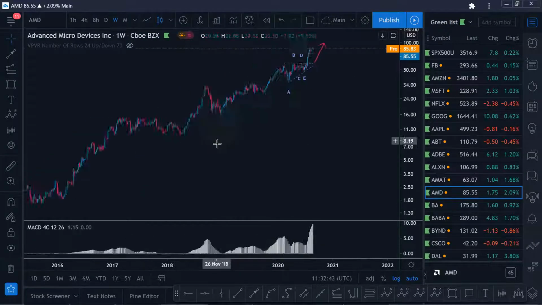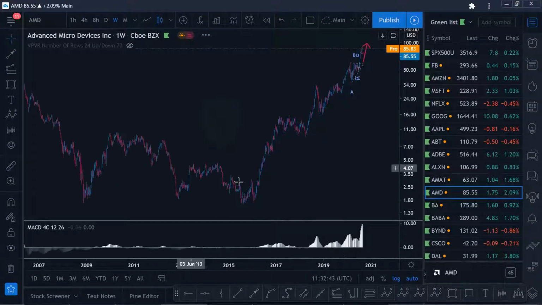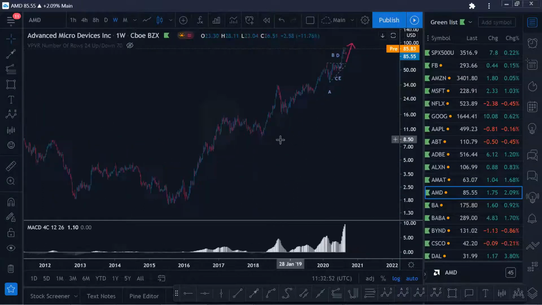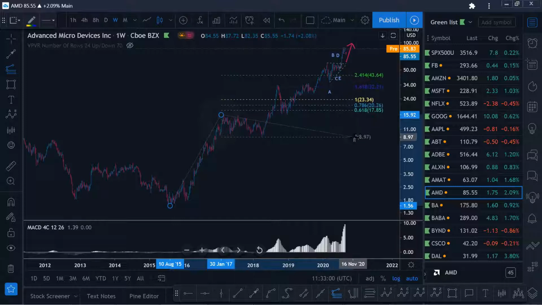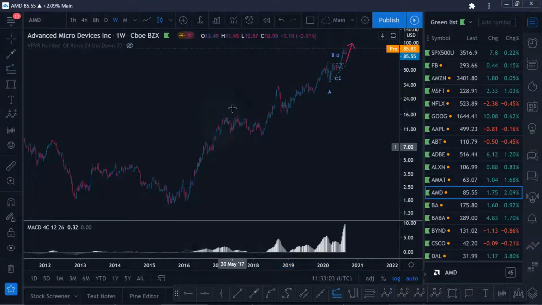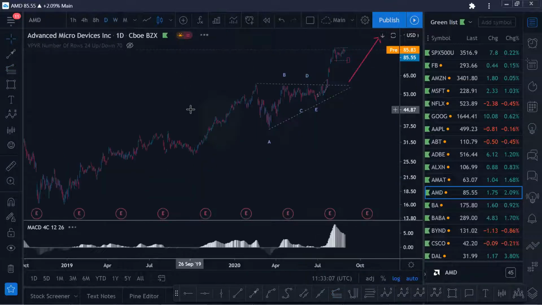Advanced Micro Devices, zooming out on this one, you'll see same thing. Basically, we finished a nice little correction, nice wedge that we broke out of, and basically it's been a straight line up since then, with one small correction showing up on the weekly in this region. And if that's the case, we are very close, or gone way beyond, sorry, a complete structure on this one. So very long in the tooth on the longer time frames.